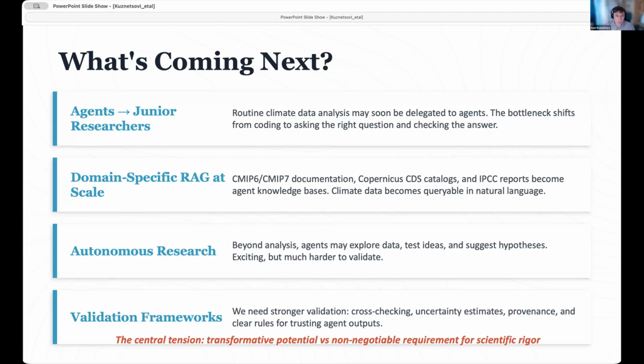Third, some systems are already moving toward more autonomous research workflows, not just analysis. They may explore data, test ideas, and suggest hypotheses. That is exciting, but it also raises hard questions about validation. Fourth, we urgently need better validation frameworks, standards, and uncertainty estimation for agent outputs. So the central tension is clear. The systems are powerful, but the climate services require very high scientific standards.